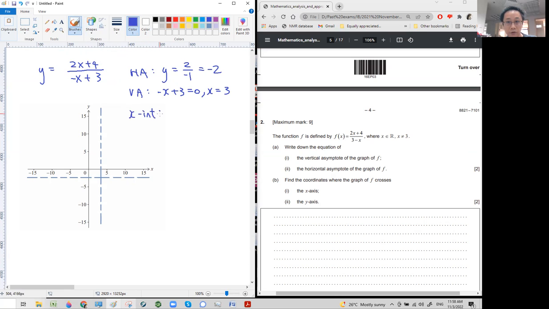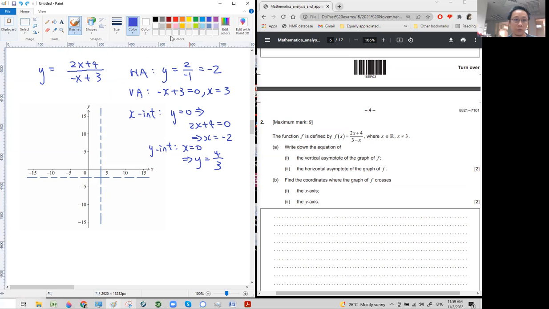Before we construct the graph, we do need to address part B, which is about the x and y intercepts. X-intercept is achieved when y equals 0. So 2x plus 4 equals 0, resulting in x equals -2. For the y-intercept, you set x equal to 0 and y equals 4/3, and you can also nicely read off the y-intercept value if you line up the x terms within the numerator and the denominator.